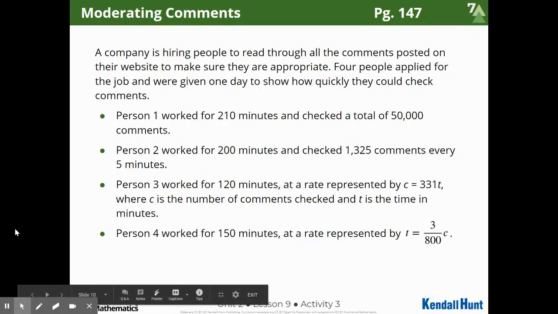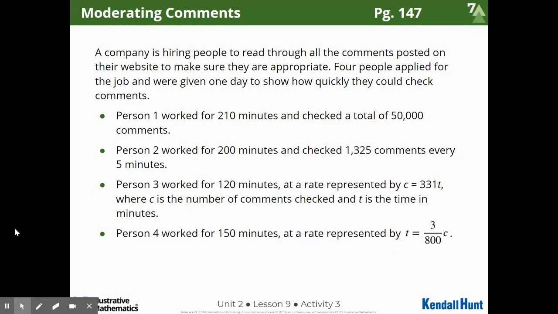Where C is the number of comments checked and T is the time in minutes. And then person 4 worked for 150 minutes at a rate represented by T equals 3 over 800C.